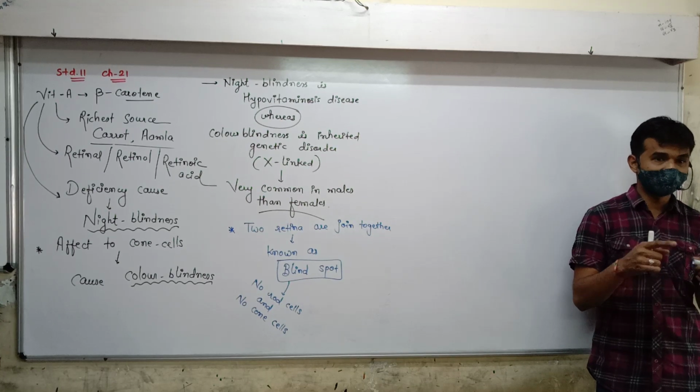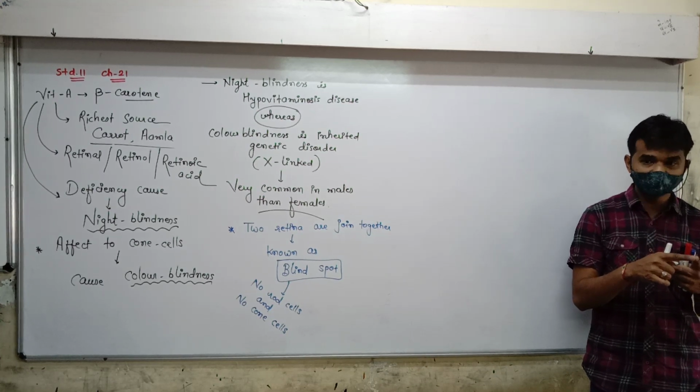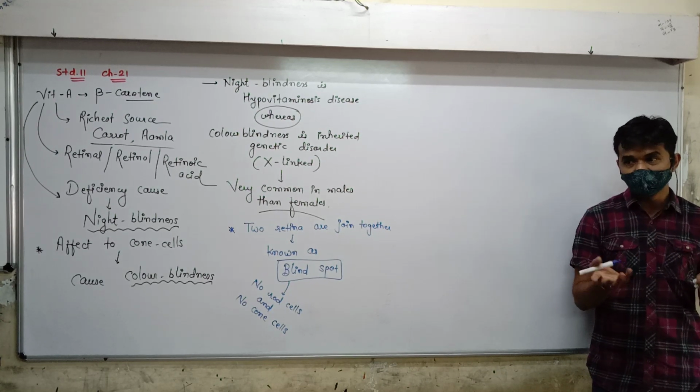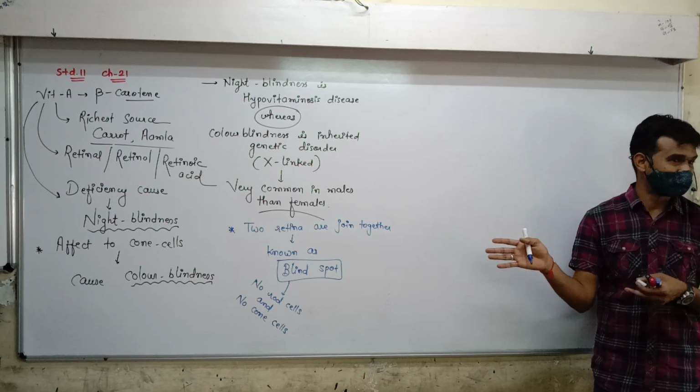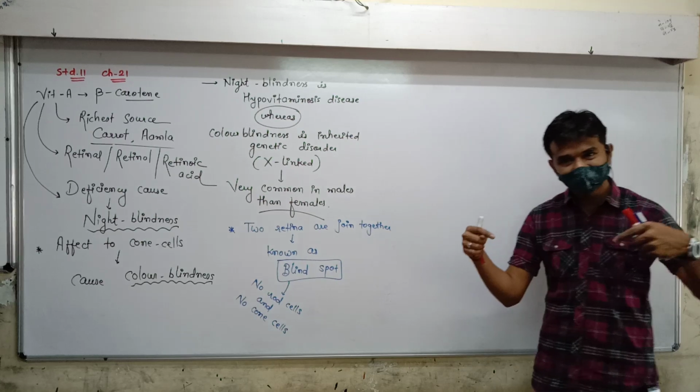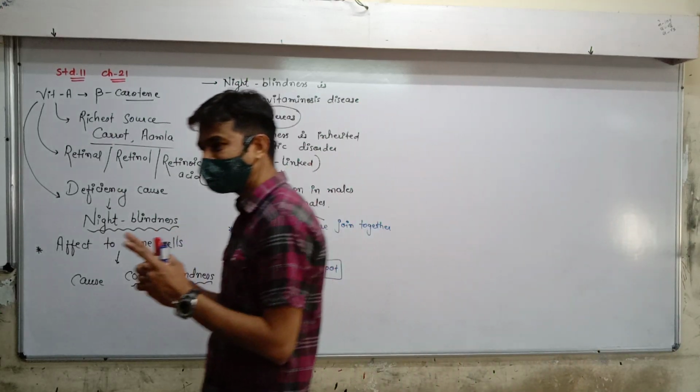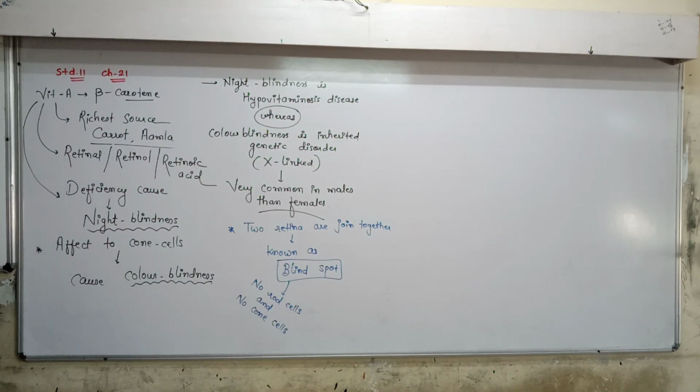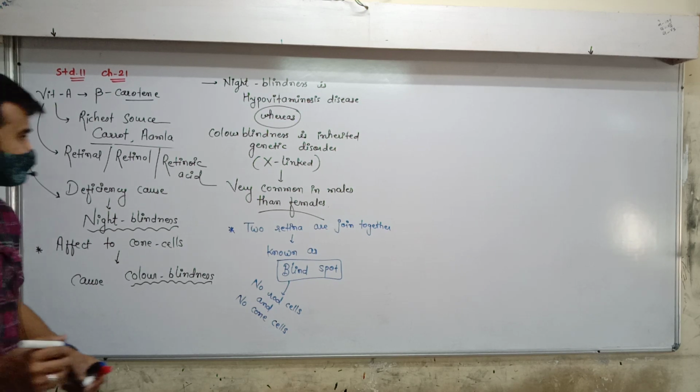If the image is formed on the blind spot, there is no rod, no cone; that's why the name blind spot is given there, at the junction of the two retinas on the optic nerve.